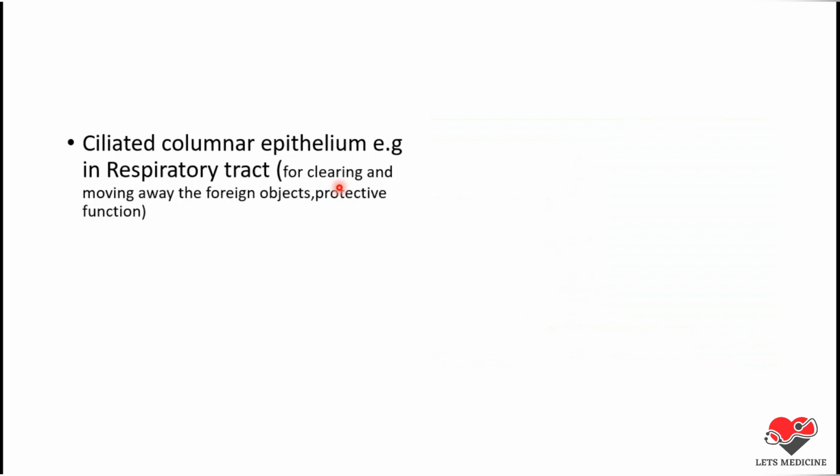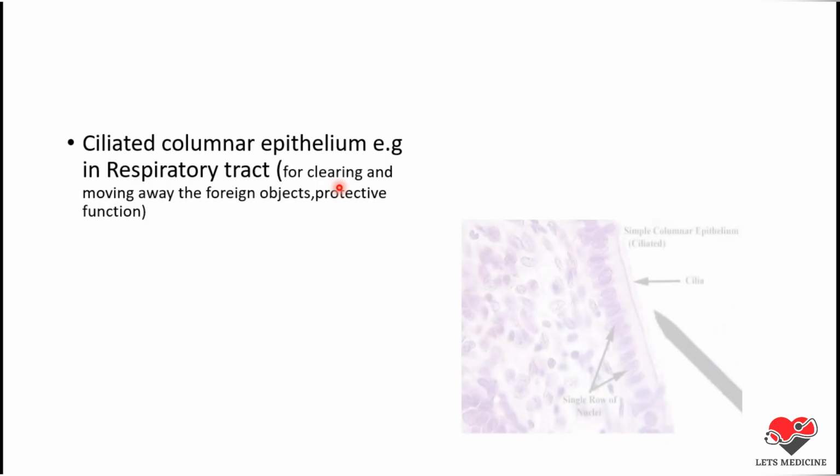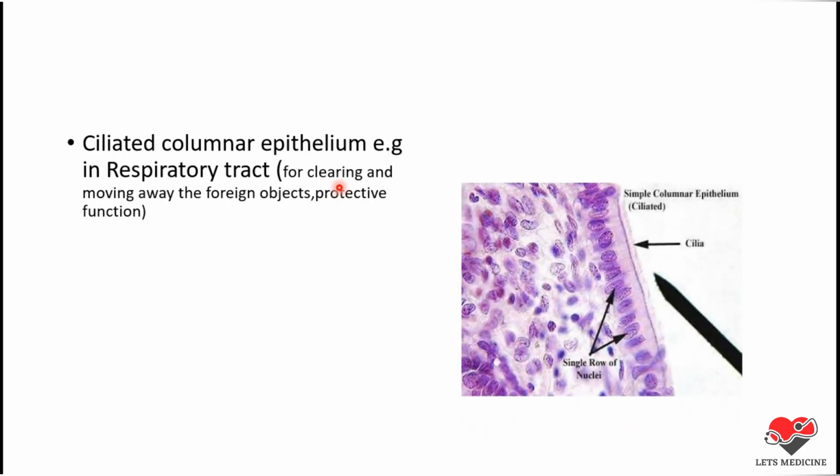Then another type of columnar specification we have is the ciliated columnar epithelium. This type of columnar epithelium is mostly present in the respiratory tract, and again the function of ciliated columnar epithelium is to remove any foreign object which has been trapped in the airway, and for clearing the mucus and other protective functions. So basically ciliated columnar epithelium, you can say, provides the protective function.